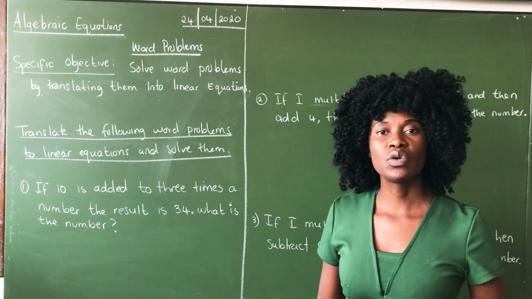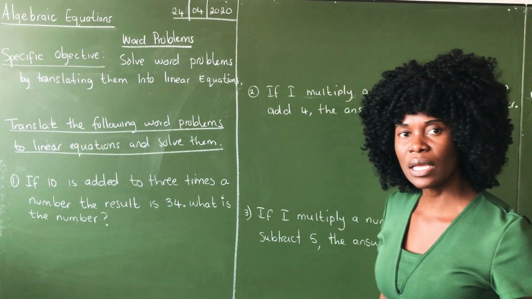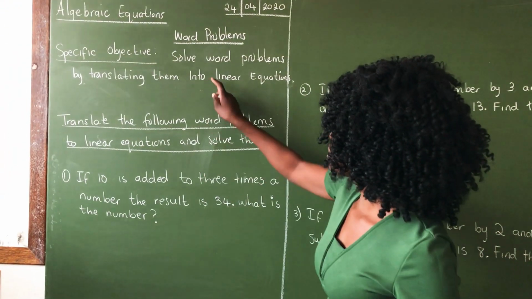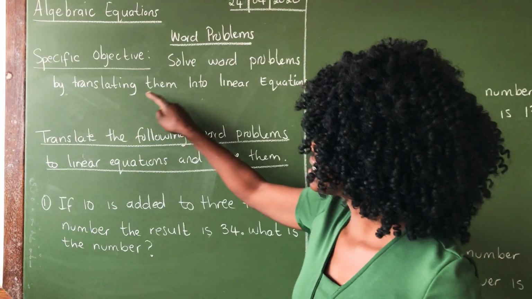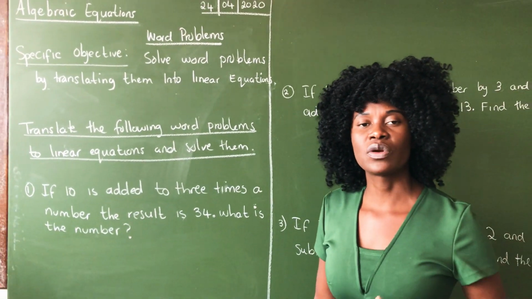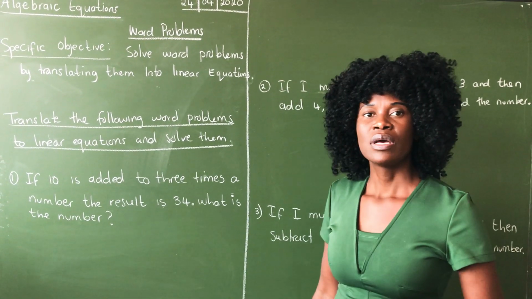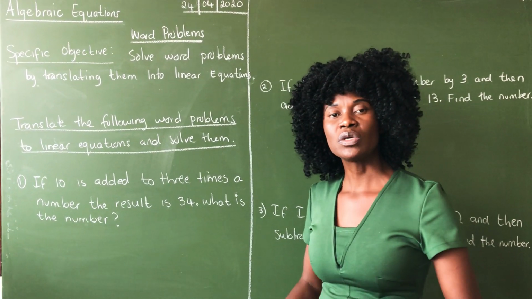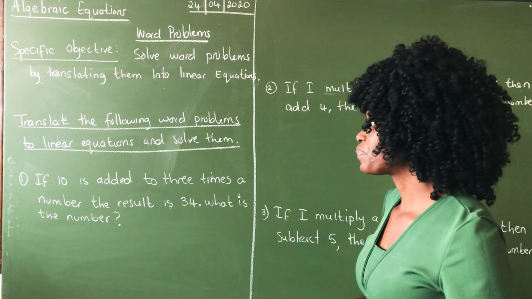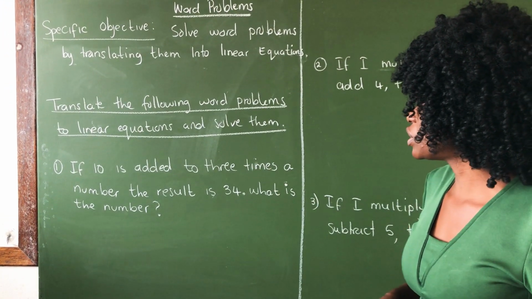Today's lesson we're going to look at word problems. Word problems is still part of algebraic equations. So the specific objective that we're going to look at is solve word problems by translating them into linear equations. In the previous lessons we already looked at how to solve linear equations. So what we basically have now is word problems that we need to translate into equations and then solve them. So translate the following word problems to linear equations and solve them.